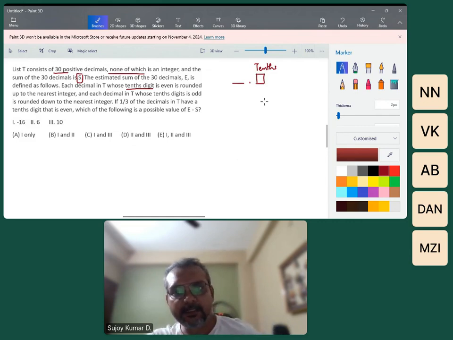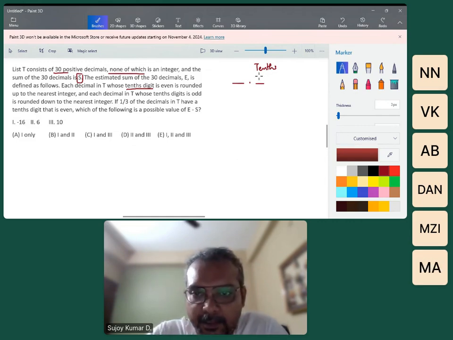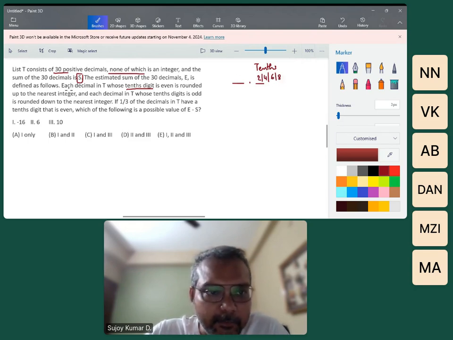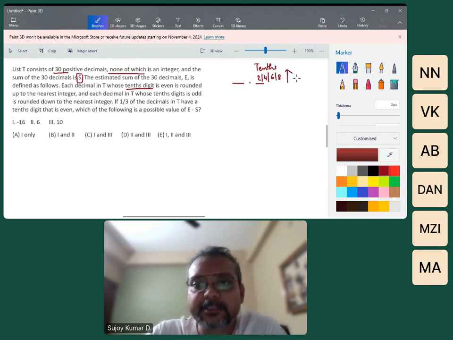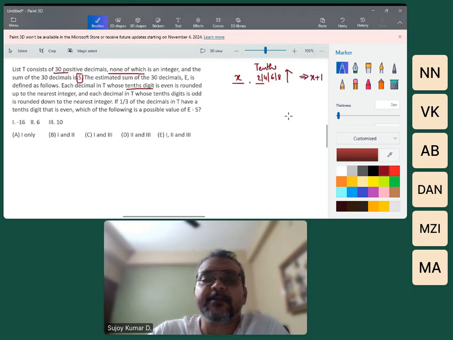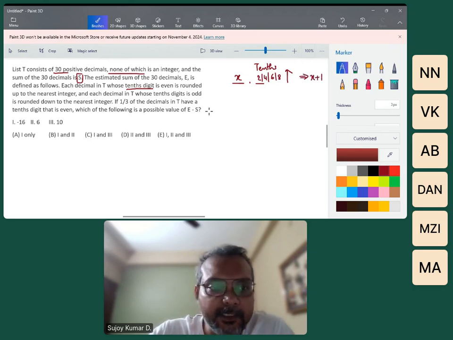So if the 10th digit is even, so it could be 2, 4, 6, 8, can't be 0. Okay, even, then it is rounded up, increase the number. So if it is x.0.2, 4, 6 or 8, it will now become x plus 1. That's what it's saying. Okay, round up to the next integer.